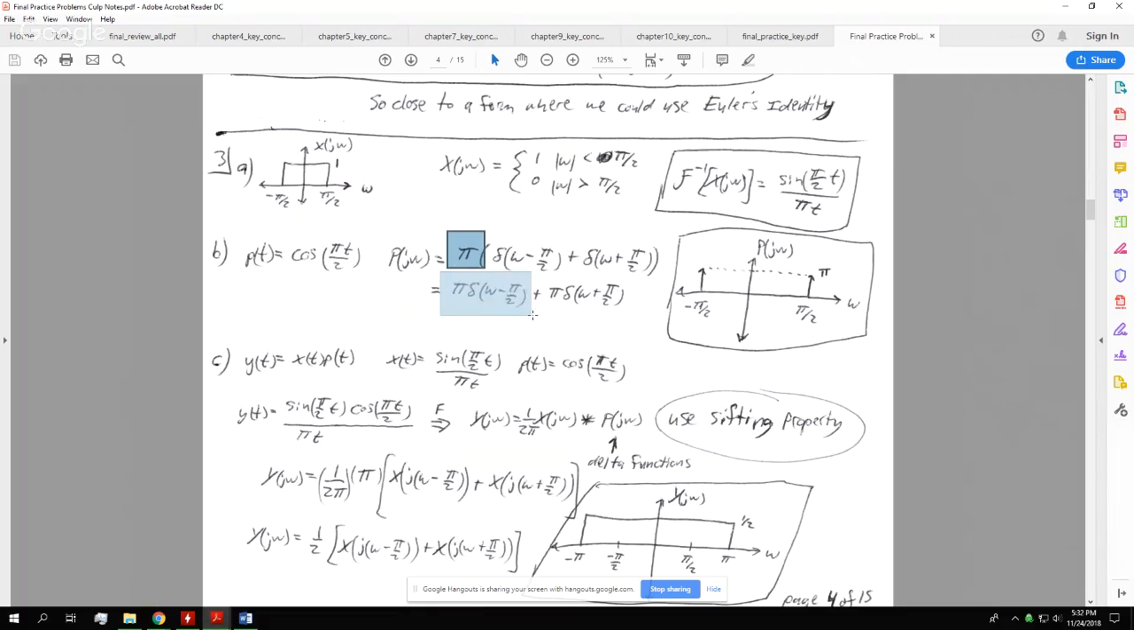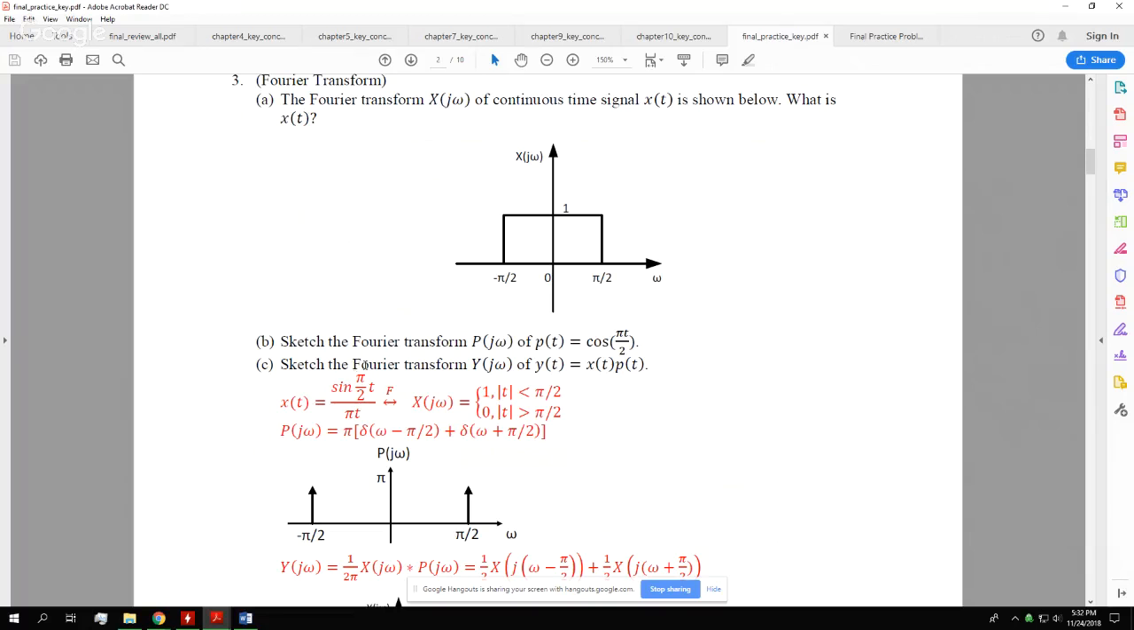And I just rewrote it here so that I put my scaling factor in front of both terms, so it's a little easier to visualize. And then I visualized it, and all these are is just an impulse function at 2 values, and they're both scaled to pi. So pi over 2 and minus pi over 2, and that's it. So that's part B.